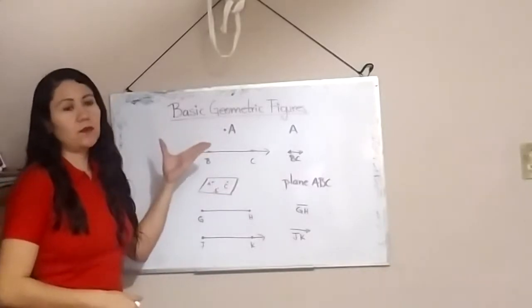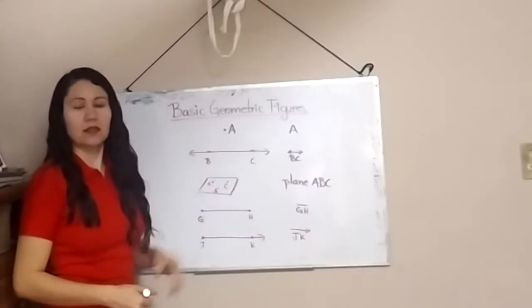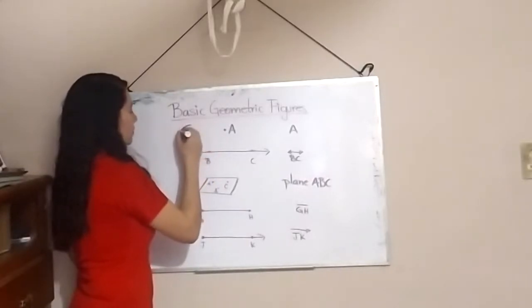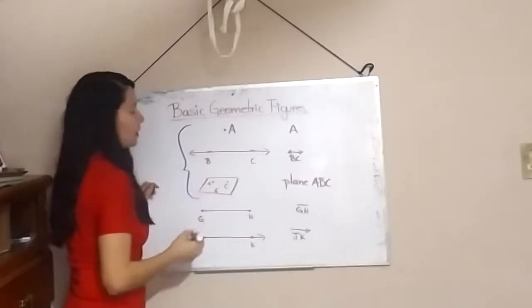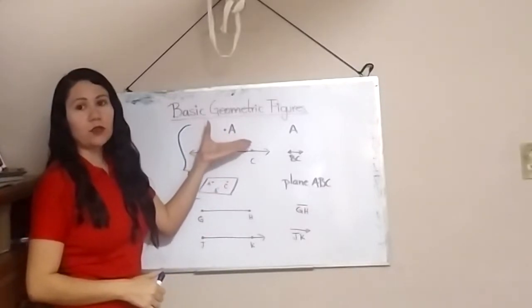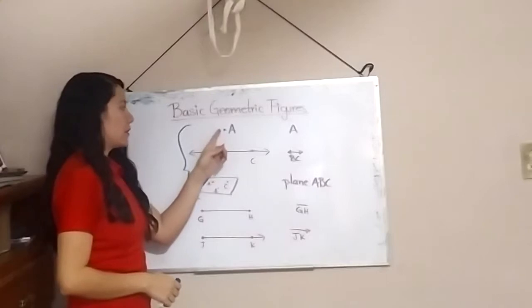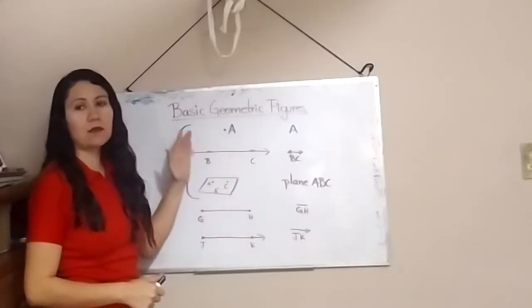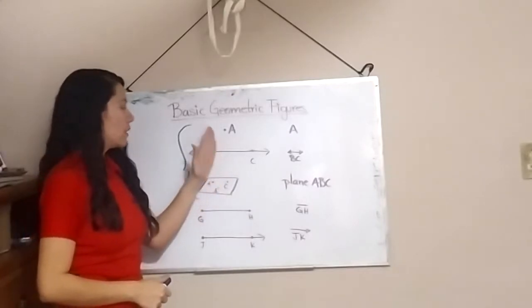As the name says it, we will start from the very basics. And the very basics are these three figures. The most basic form of geometry is a dot. A dot has no dimensions. We cannot measure a dot.